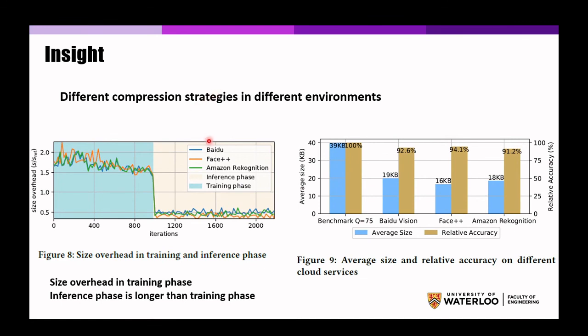Here we are going to compare the performance in the training and inference, and here is inference only. During the training, you will see on the y-axis that the size overhead is greater than 1. Why? Because, as we mentioned before, during the training we upload the reference image and the compressed image. But after the training, all the sizes become almost 50% lower.